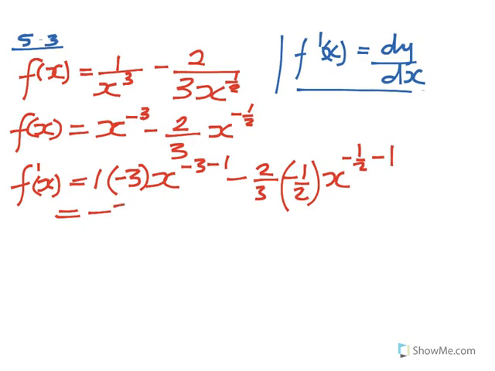Now as I said, if I can repeat, this one is minus 3. 1 times negative 3 is minus 3x to the power negative 4. Now if you look at the other one there, you cancel the 2, the negative and the negative will cancel to become a positive. So it will become plus 1 over 3 x to the power minus half minus 1, which is minus 3 over 2.